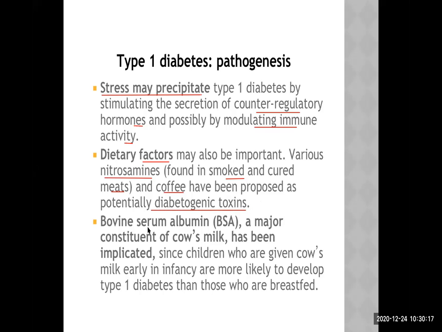And bovine serum albumin, a major constituent of cow's milk, has been implicated, since children who are given cow's milk early in infancy are more likely to develop type 1 diabetes than those who are breastfed. So this is another reason for the continuation of breastfeeding or exclusive breastfeeding. But let me repeat again. These are the different hypotheses. All of the babies may not have this risk factor when we take the history.